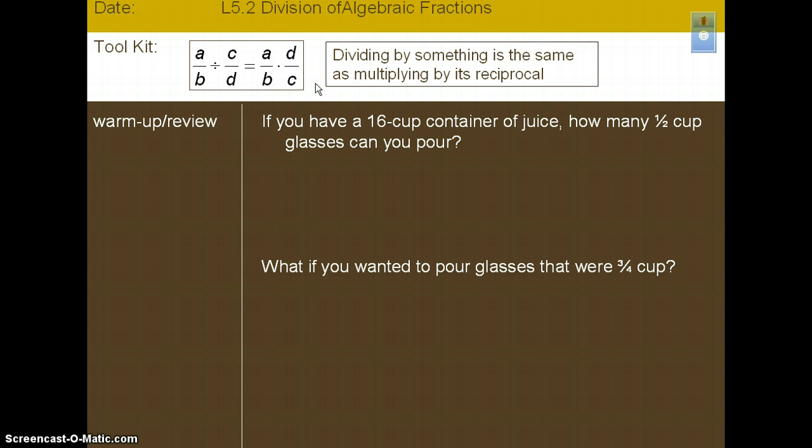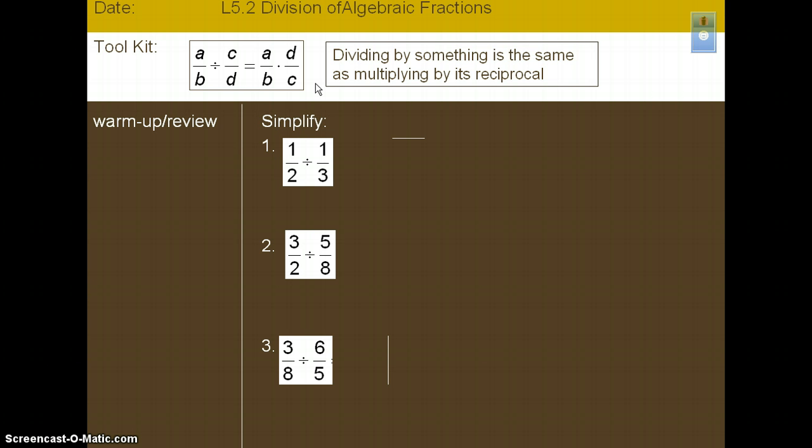Hopefully in question number 1 here you have come up with the answer of 32 glasses of juice, and in number 2 you have come up with 21 full glasses of juice and 1/3 of a glass of juice. Let's take a look. Just starting with some straightforward fractions. Go ahead and simplify by completing the division.